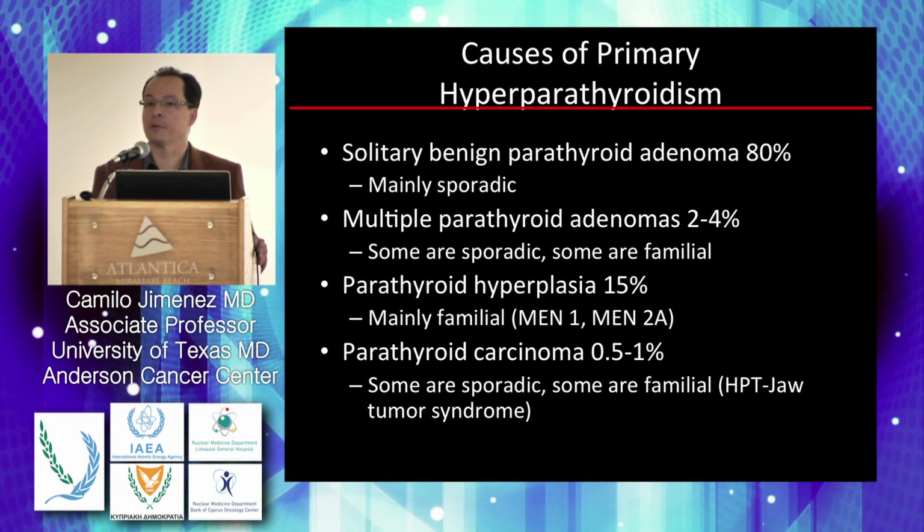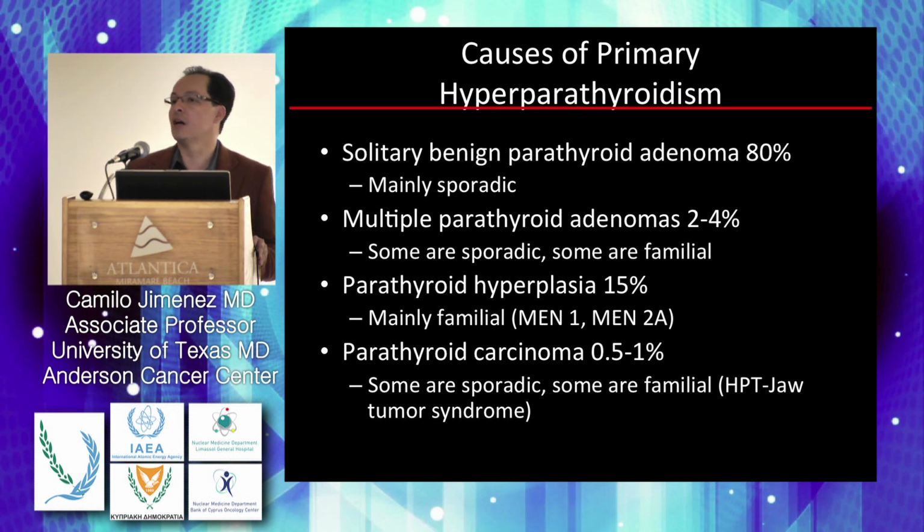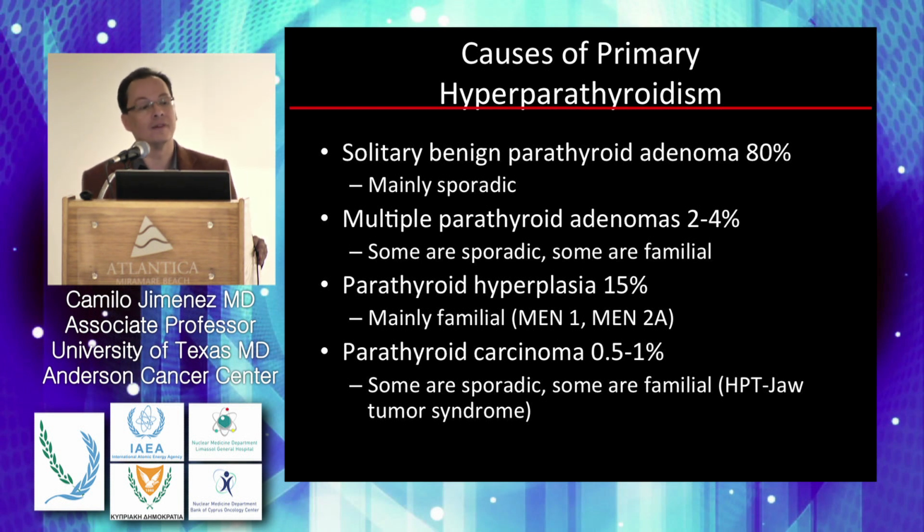What are the causes of primary hyperparathyroidism? In about 80% of cases, primary hyperparathyroidism is caused by a solitary benign parathyroid adenoma. This one is usually sporadic, and is not usually associated with a familial predisposition. Then you may see multiple parathyroid adenomas that are the cause of primary hyperparathyroidism in about 2 to 4% of cases. Multiple parathyroid adenomas may be sporadic or may be familial.